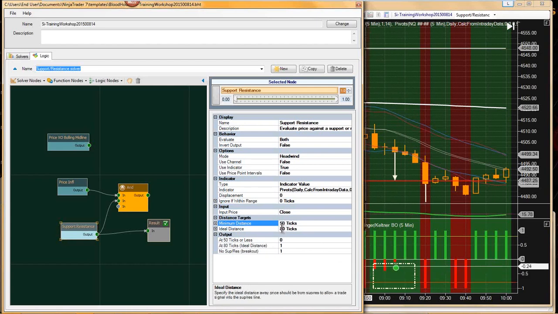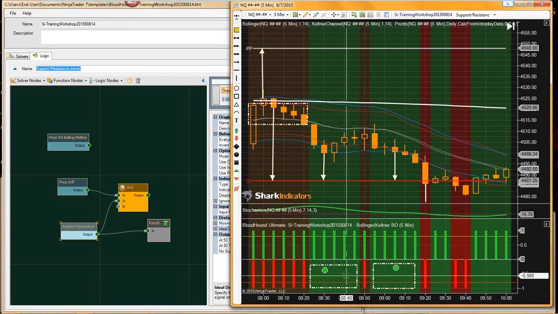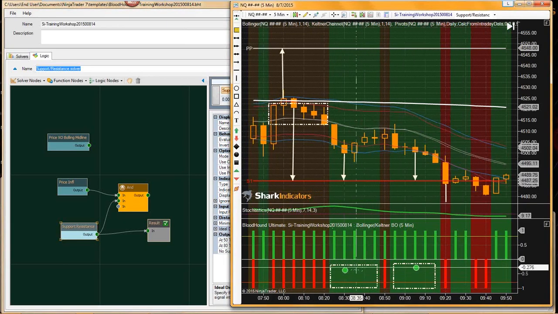It allows you to create a variance in your distance requirements. But most people just have an absolute number, where they say, you know what, I need 80 ticks and that's it. If it's less than 80 ticks, I'm not going to take the trade. So for the most part, you'll just want to set your minimum and your ideal distance to 80 ticks, and then that generates this digital type of output here.